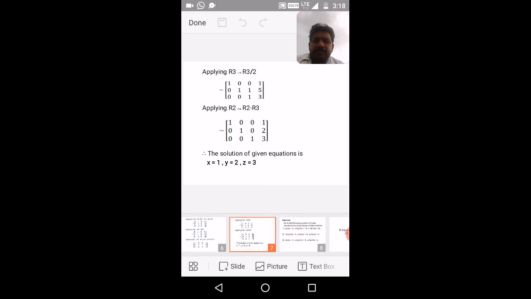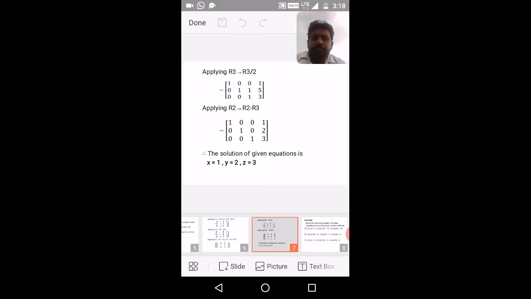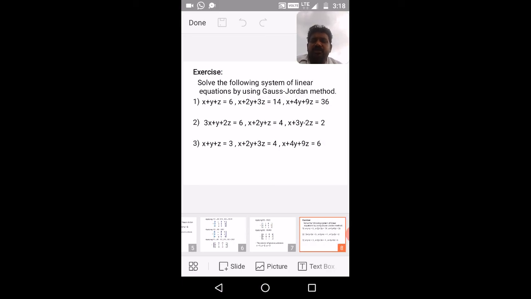Okay, some example questions are here also. Solve the following systems of linear equations by using the Gauss-Jordan method. x plus y plus z equals 6, x plus 2y plus 3z equals 14, x plus 4y plus 9z equals 36; and 3x plus y plus 2z equals 6, x plus 2y plus z equals 4, x plus 3y minus 2z equals 2; and x plus y plus z equals 3, x plus 2y plus 3z equals 4, x plus 4y plus 9z equals 6.